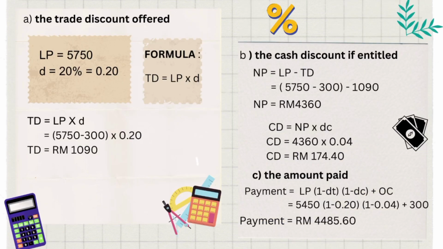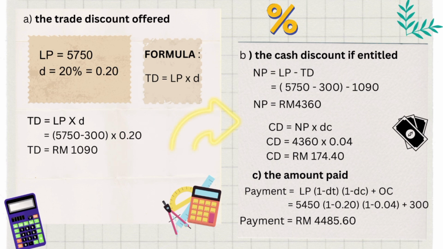For question A, we need to find the trade discount offered. The keywords given in the question are LP, list price, equals 5,750, and the trade discount rate 20%, but we must change it to a decimal, so 0.20. I use the formula TD = LP multiplied by D. D is the trade discount rate, LP is the list price. So the answer is (5,750 - 300) multiplied by 0.20. So the trade discount is RM1,090.